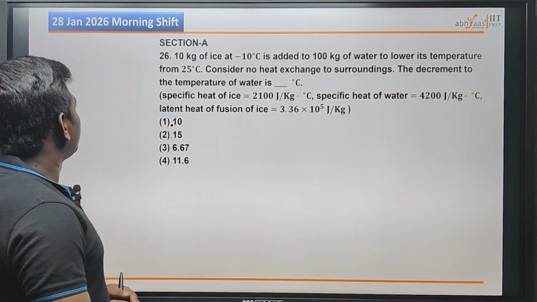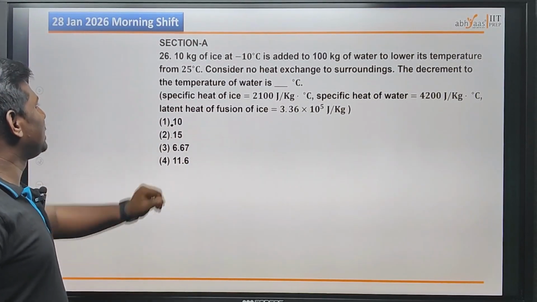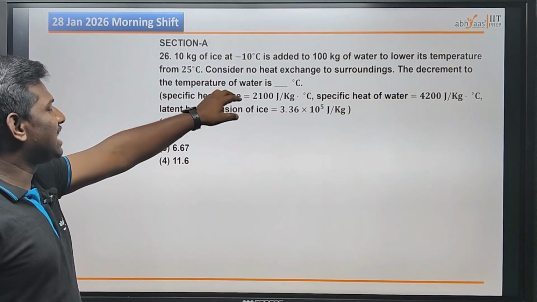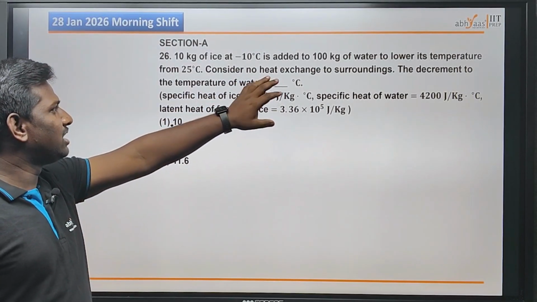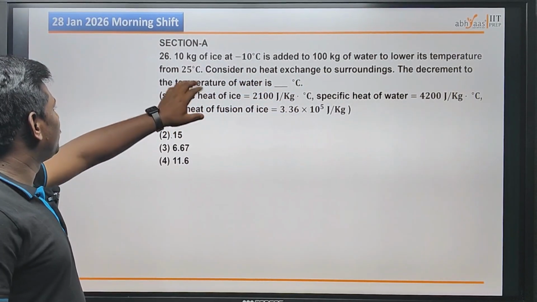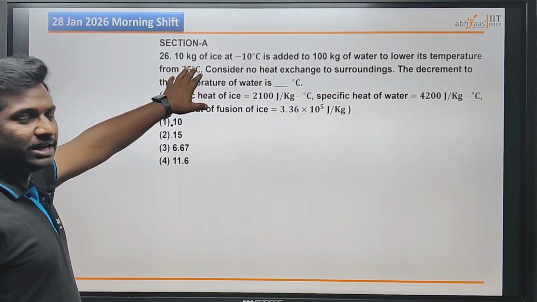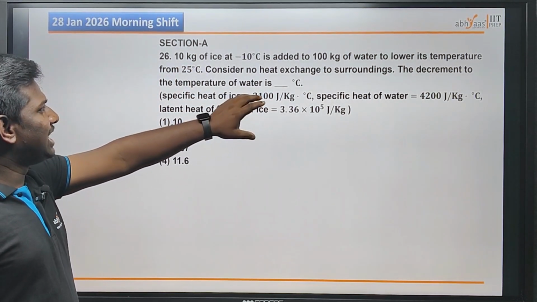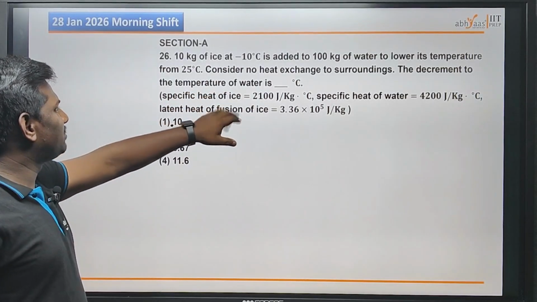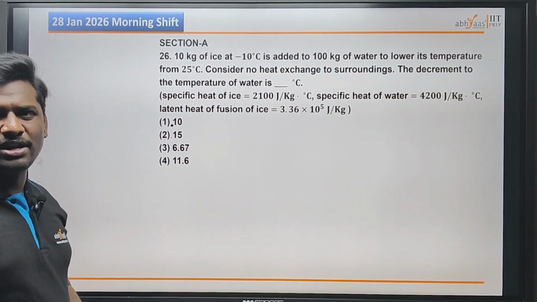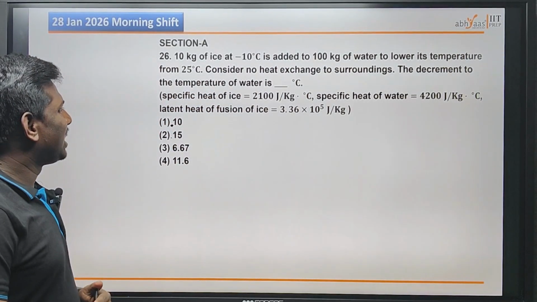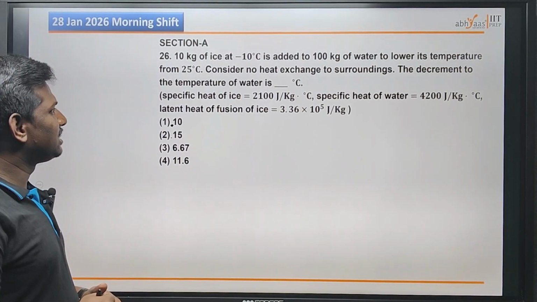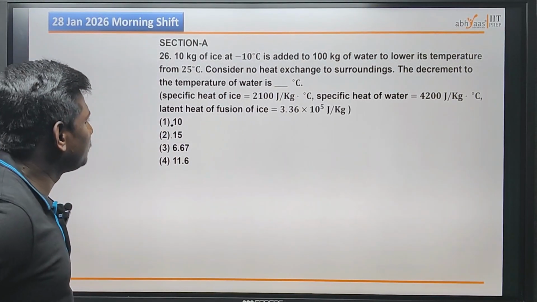So, question number 26. 10 kg of ice at minus 10 degrees centigrade is added to 100 kg of water to lower the temperature from 25 degree centigrade. Consider no heat exchange to surroundings. Determine the temperature of the water. So you have to find what is the final temperature of the water first. Then you have to find the temperature of the water.